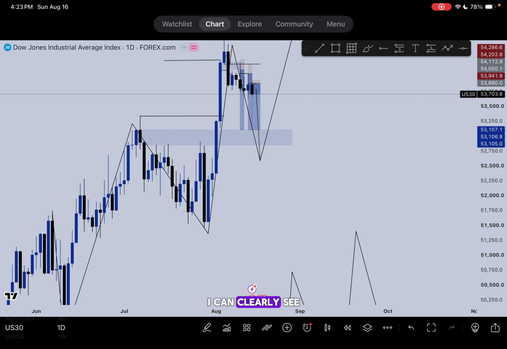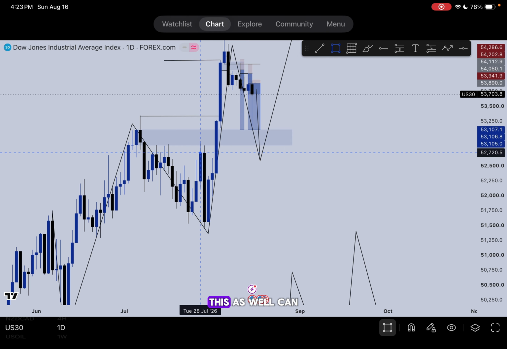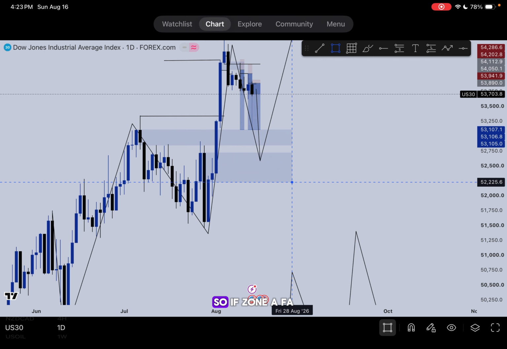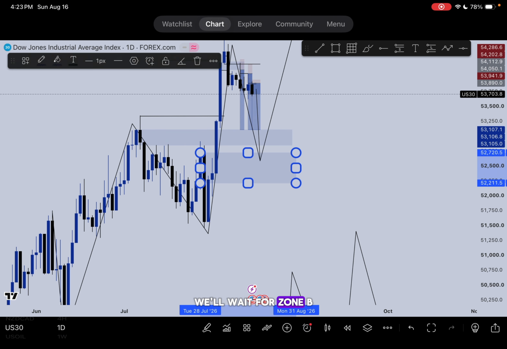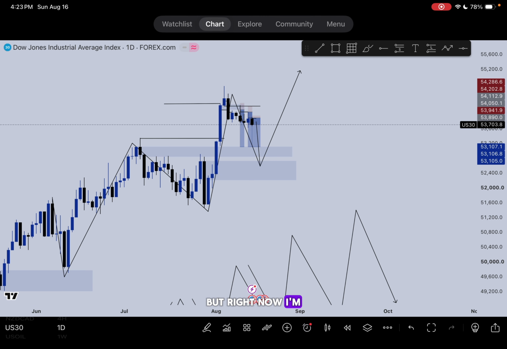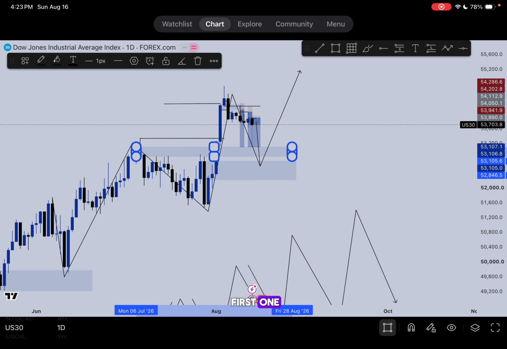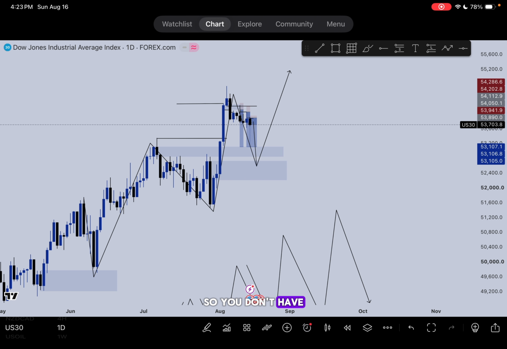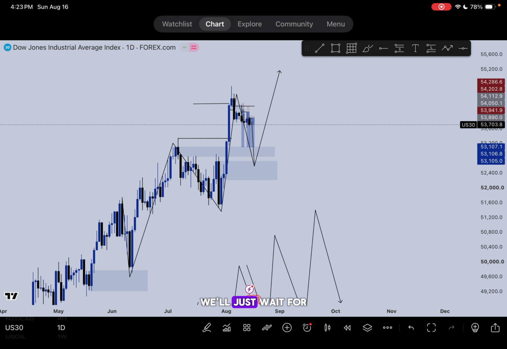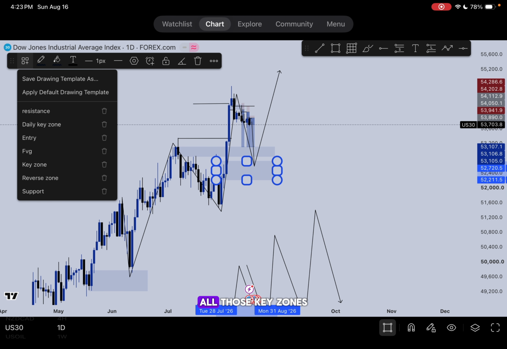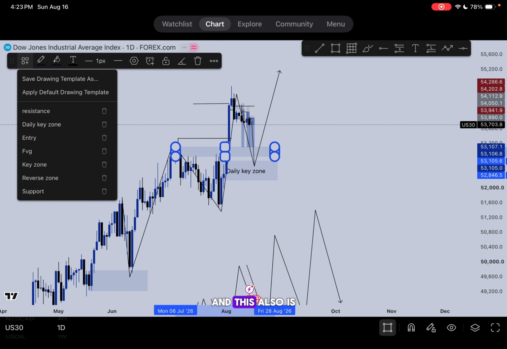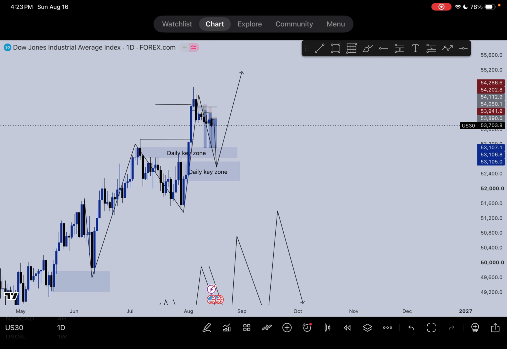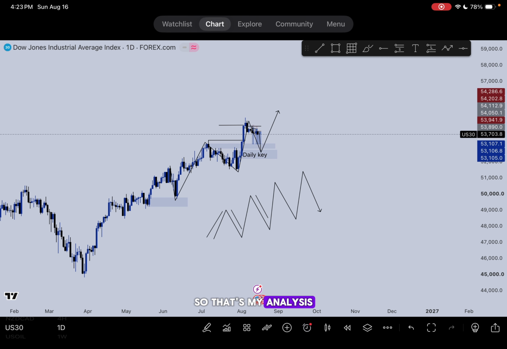because right now I can clearly see another key zone here. This as well can act as a key zone. So if zone A fails to buy back the market, we'll wait for zone B. But right now I'm more confident about this first one, but it's still trading, so you don't have to be confident about any zone. We'll just wait for the market to react off those key zones. These are my daily key zones, and this also is my daily key zone. So that's my analysis on US30 for next week.